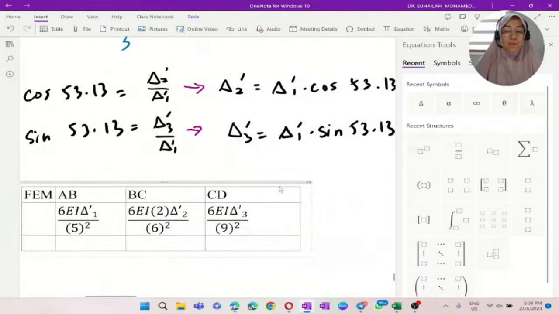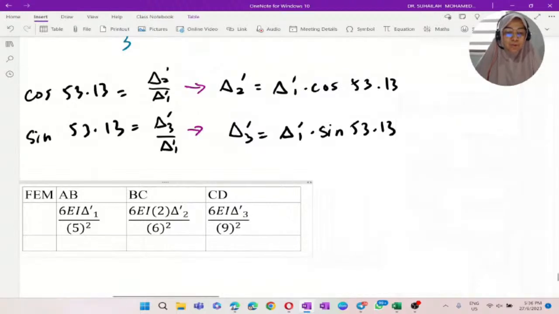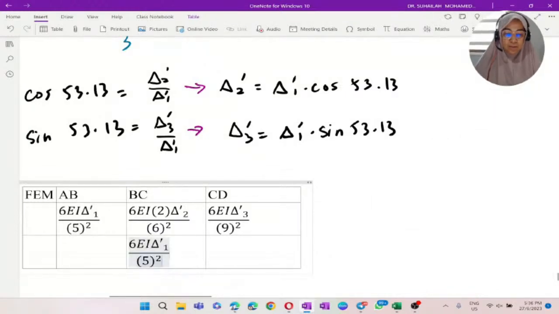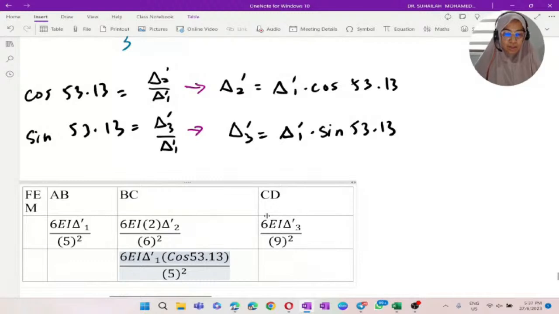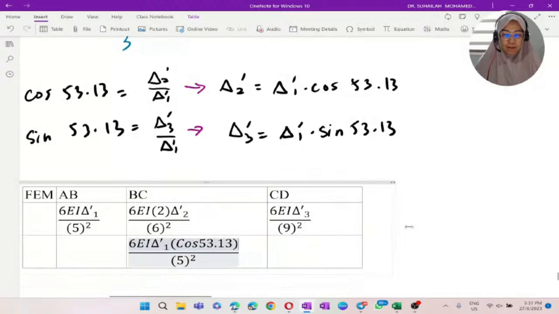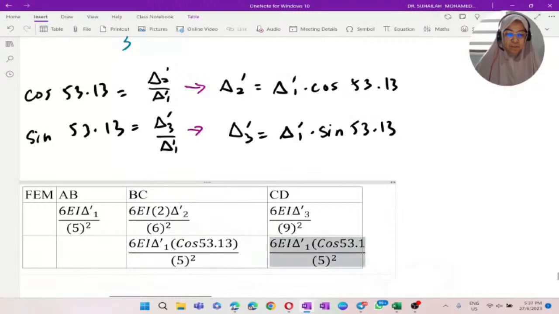Now we have to substitute. We have to substitute this delta 2, so we change this to delta 1 prime cos 53.13, and the other one is sine. This is 6 and 9.